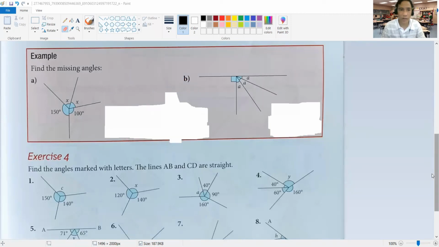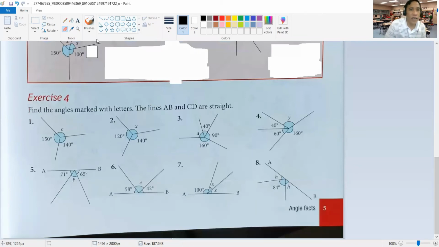So let's take problem number 4 in question number 1. Find the angles marked with letters. The lines AB and CD are straight lines. The second statement pertains to problems number 5 to 8 and to the next page of the textbook. But from problem number 1 to 4, this is only to find the angles marked with letters.